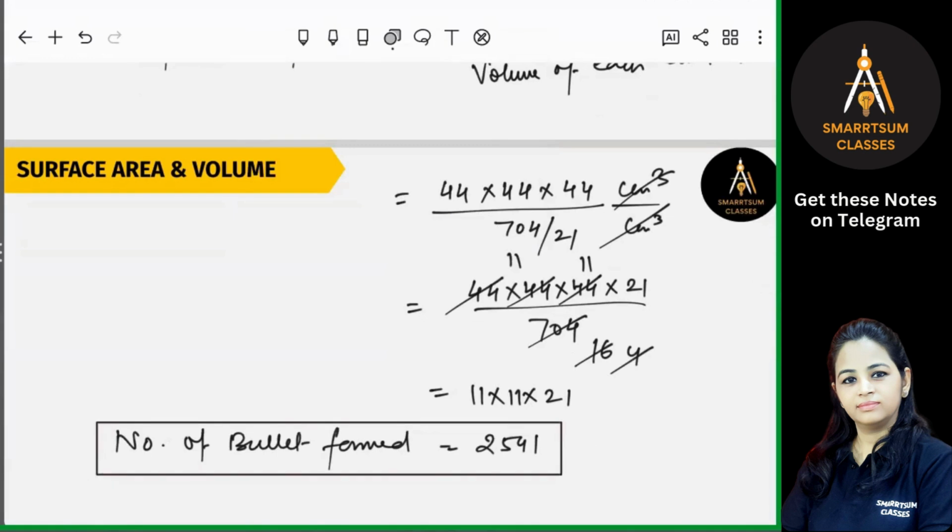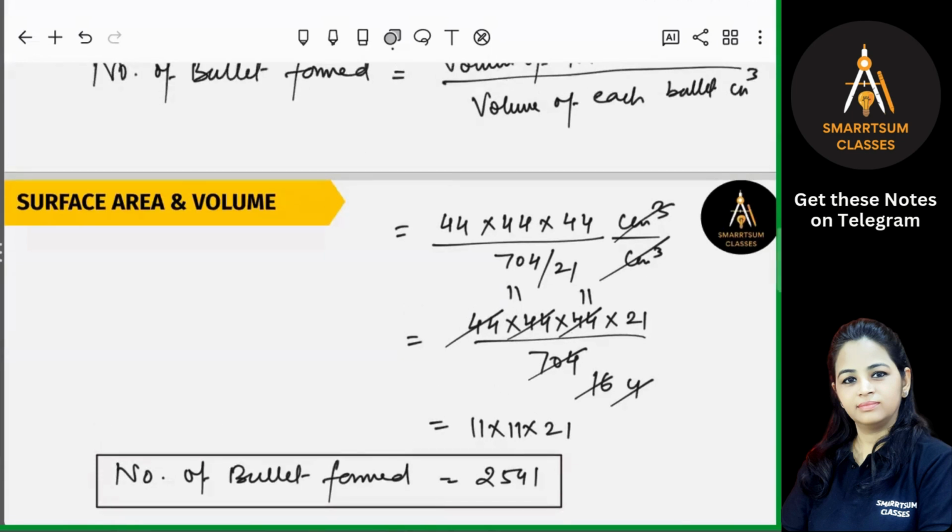So from that cube of lead, we are forming small spherical bullets. What we have done: first we find out the volume of the cube, then the volume of one spherical bullet, and the volume of the cube and the volume of all the bullets together will remain the same. So the volume of the cube divided by the volume of one bullet will give you the number of bullets which can be formed from that cube. Is that clear? Yes, sir.